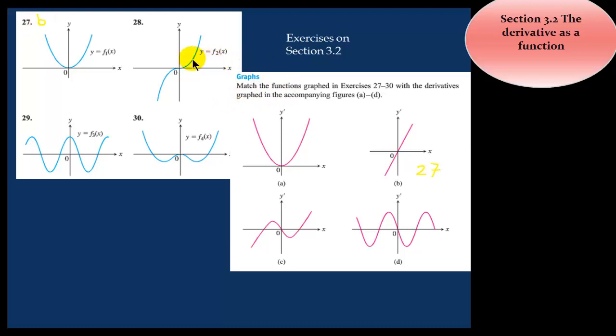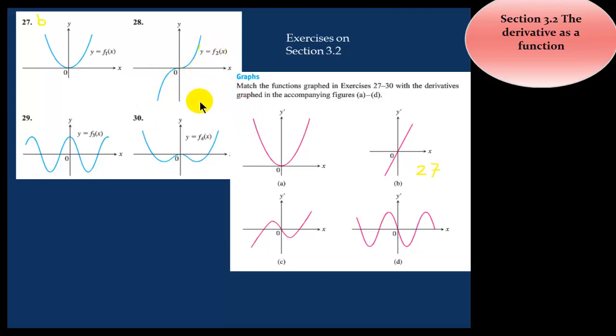Now let's look at number 28. In number 28, notice that the slopes of the lines tangent to this curve will all be positive because they are all sloping upwards, all the tangent lines, until you get a 0 slope right here, and then it continues on to be positive slope, positive slope. So what do you think would match the graph of number 28? Remember, positive slope, positive slope, positive slope, 0, positive, positive slope, etc.